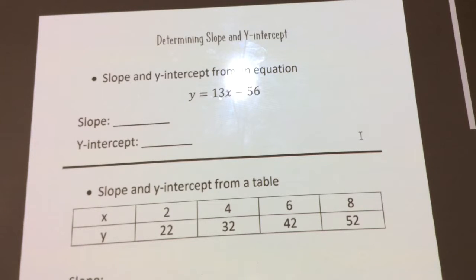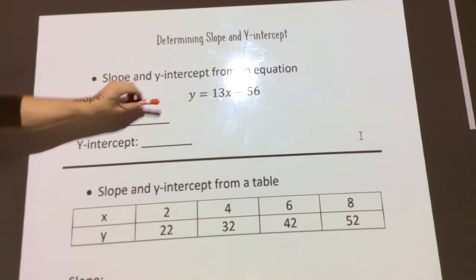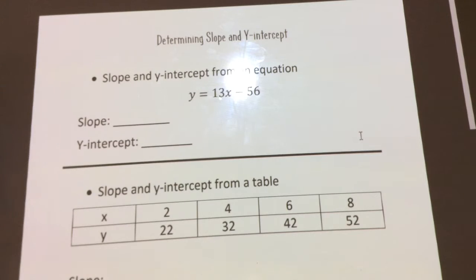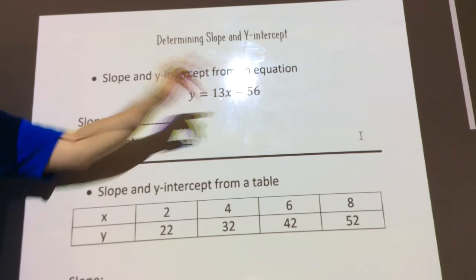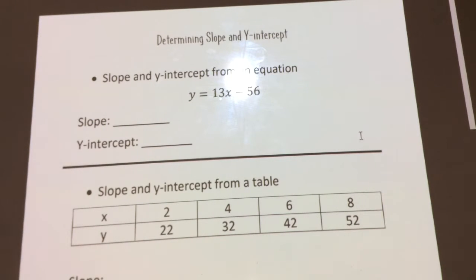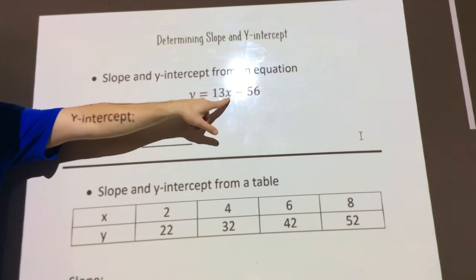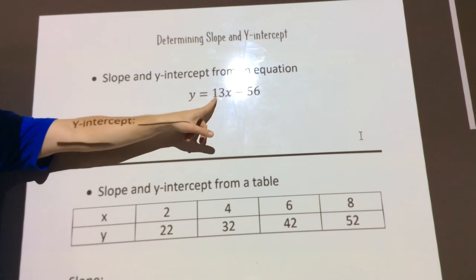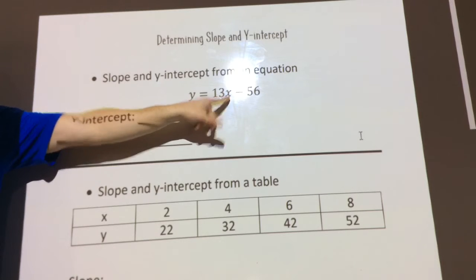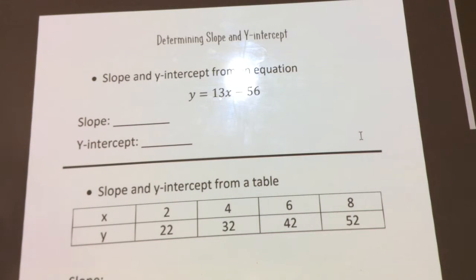What I do want you to understand, though, is that when you see an equation like this, the value being multiplied by your x every single time is your slope. What I want you to take away from this equation right here is the value being multiplied by the x is your slope every single time.